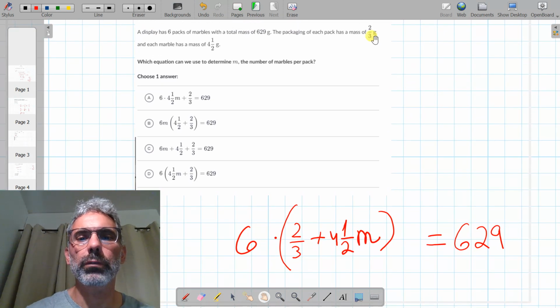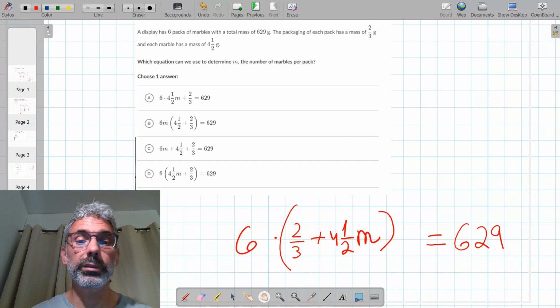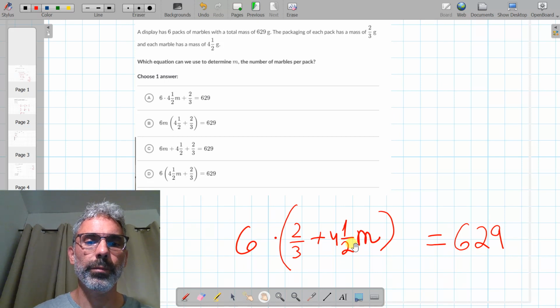so 2/3 of a gram, this is the packaging. 4.5 is the mass of each marble, and M is the unknown number of marbles. Okay, so 4.5 times m is the mass of the marbles in the pack. 2/3 of a gram is the mass of the packaging, and we have 6 packs.